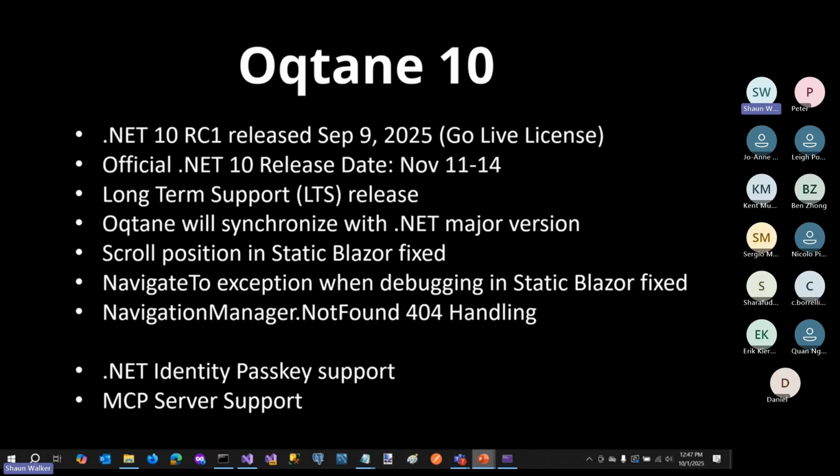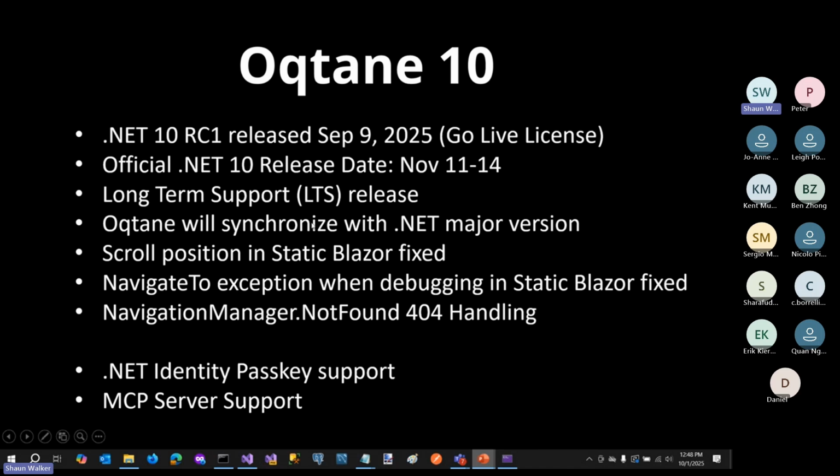The official release date for .NET 10 is November 11th to 14th. That's the same week as .NET Conf, which is typically the event that Microsoft releases .NET at. It's a long-term support release, whereas .NET 9 was a short-term support release. So we definitely want to migrate to .NET 10 as soon as it's available.